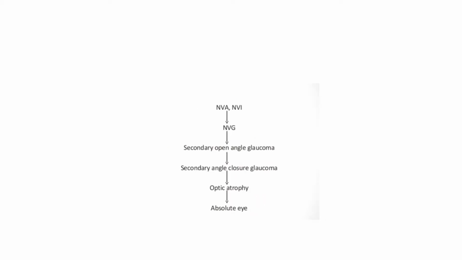Now neovascularization in the angles of the eye or neovascularization of the iris can lead to neovascular glaucoma, which can cause secondary open angle glaucoma. Again there is a fibrovascular tissue which will contract. When they contract, it will cause secondary angle closure glaucoma, which obviously will raise the pressure of the eye, and gradually lead to optic atrophy, and then it will become an absolute glaucoma or absolute eye.